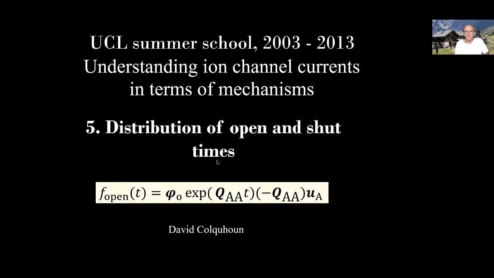Right, now we will do the distributions of open times and shut times before going on, in the next talk, to bursts of openings. What we want to do is to derive, or at least to rationalize, this form as the distribution of all open times and of shut times as well, of course.